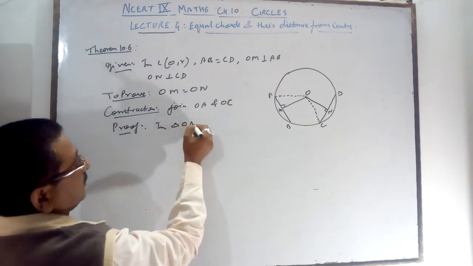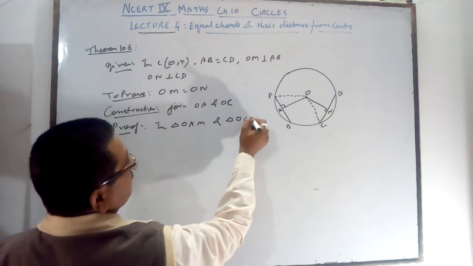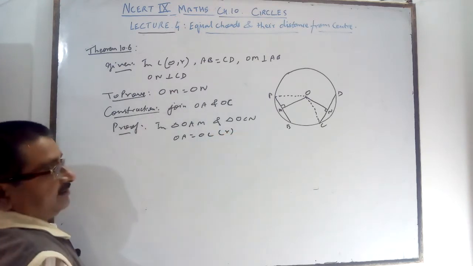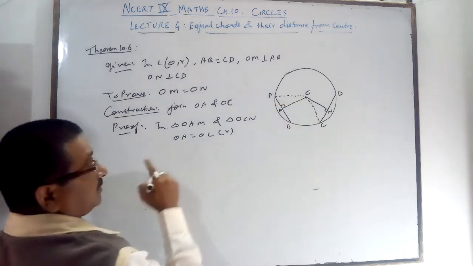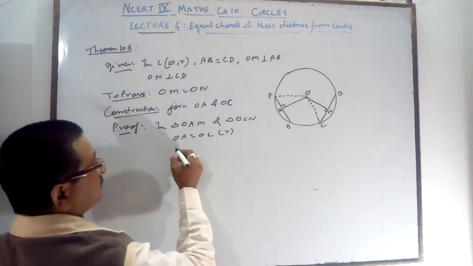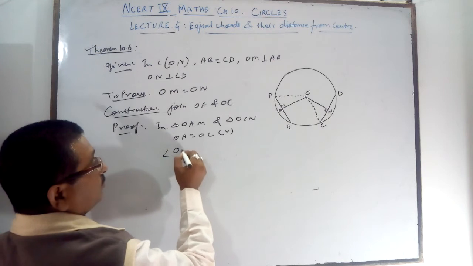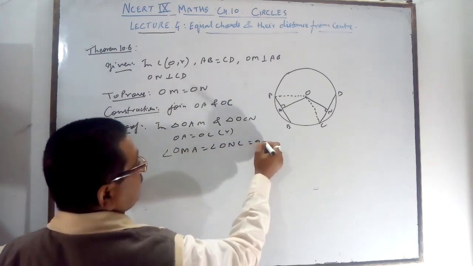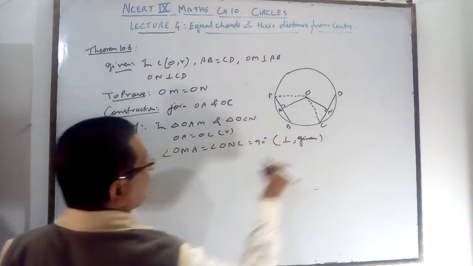In triangle OAM and triangle ONC, OA is equal to OC, why? Radius of the same circle. COR means circle of center O, radius R. The same thing holds in congruent circles also. Angle OMA is equal to angle ONC is equal to 90 degrees, because the perpendiculars are given.